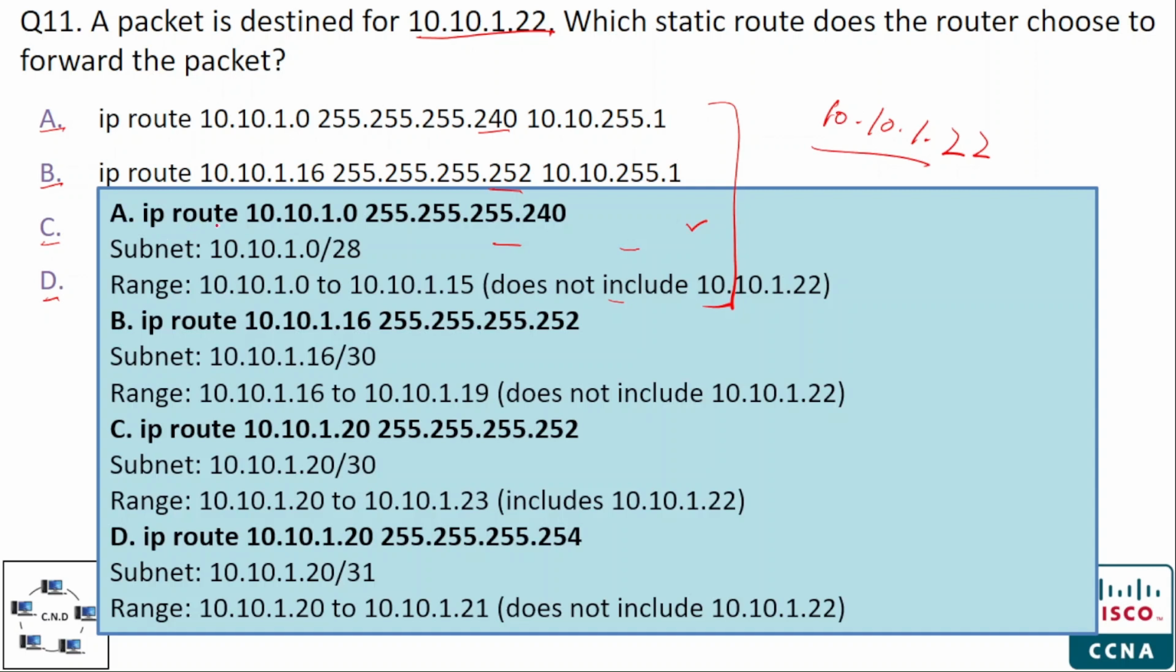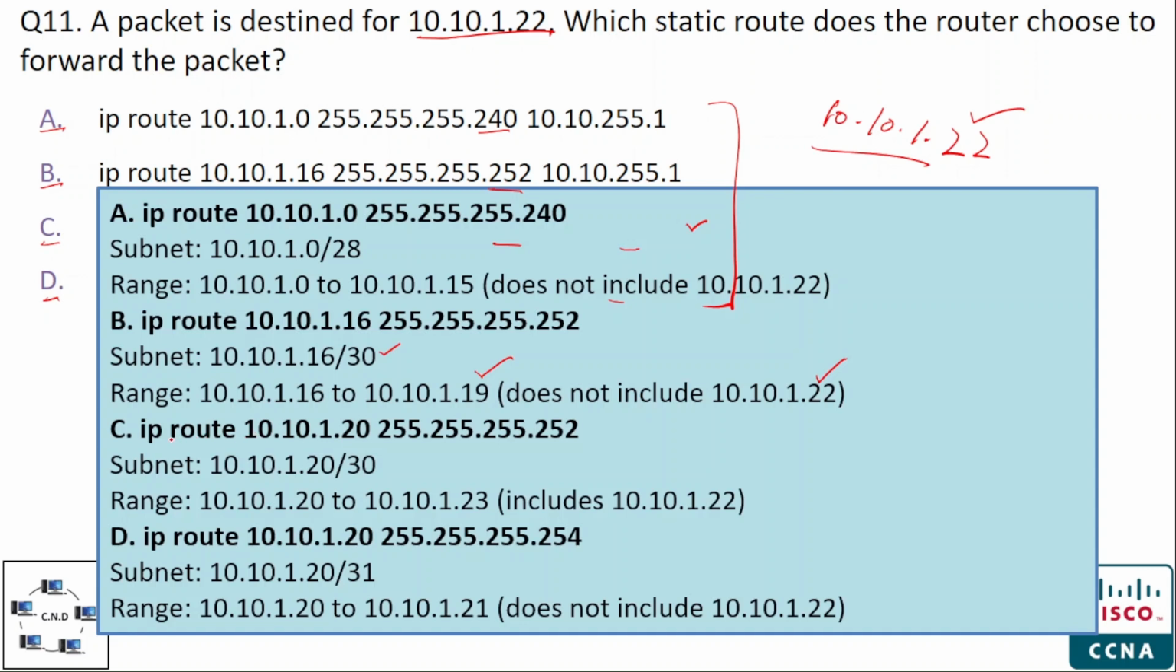In option A, we have this IP route. Here we have the subnet /28 and this has the range from 0 to 15. Since this has the range from 0 to 15, it does not include 22. In option B, we have the subnet /30 and the range is from 16 to 19. Again, this does not include the IP address 22.